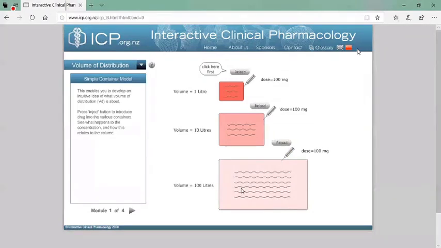Why am I focusing on 42 liters? Because 42 liters includes only two compartments: your plasma compartment, and the extracellular, 40 liters.